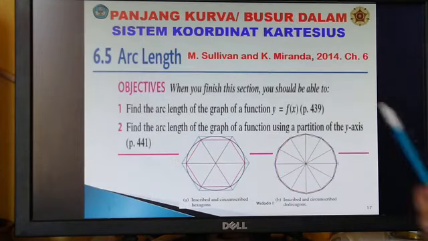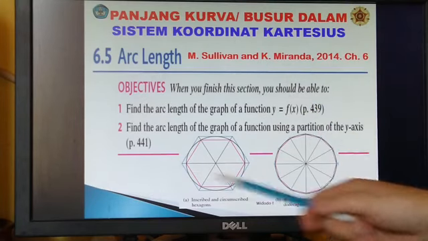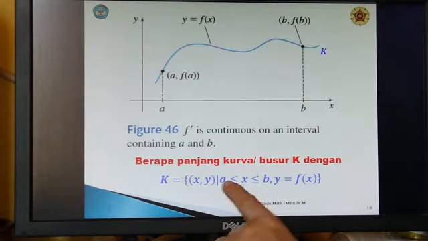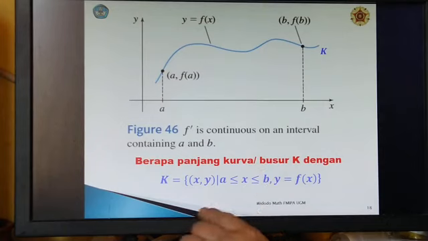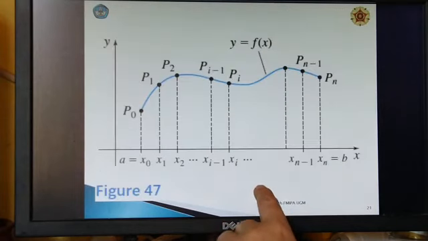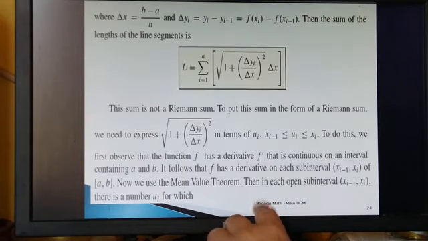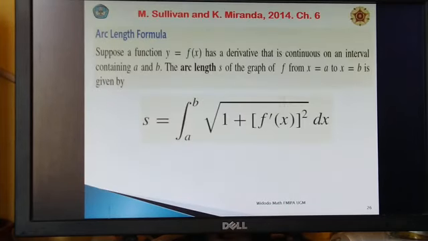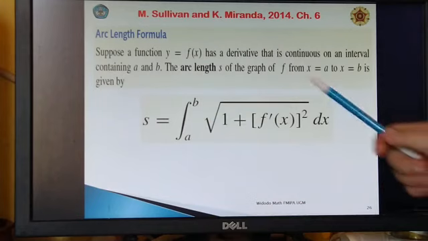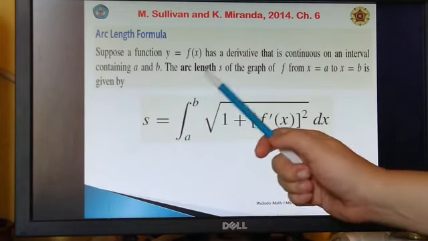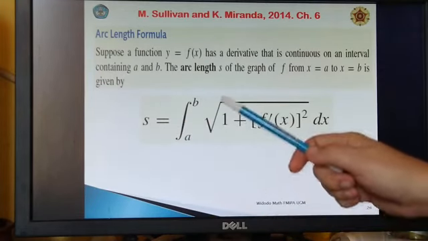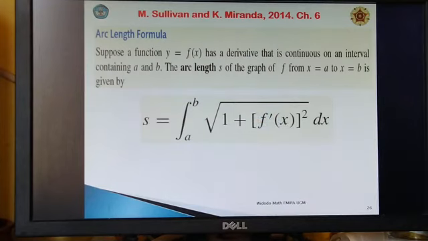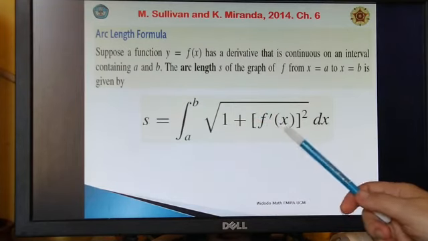You can find the same description in many books. For instance, the book of Sullivan and Miranda describes it in the same way as our discussion earlier. They also have the same formula, that the arc length is equal to the integral from a to b of the square root of 1 plus f prime x squared dx.